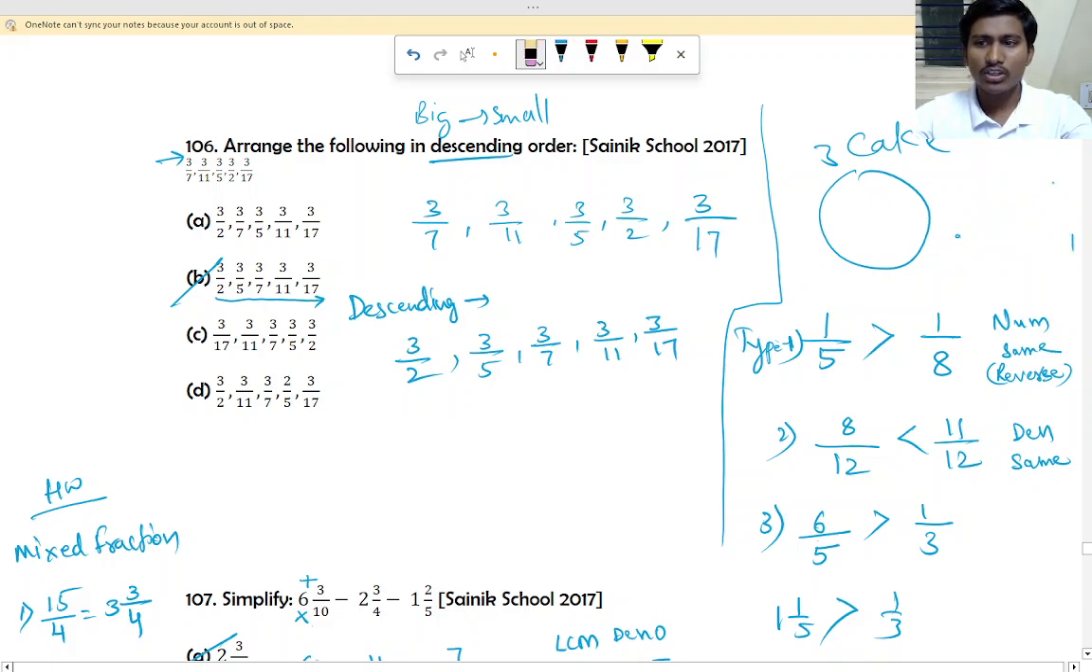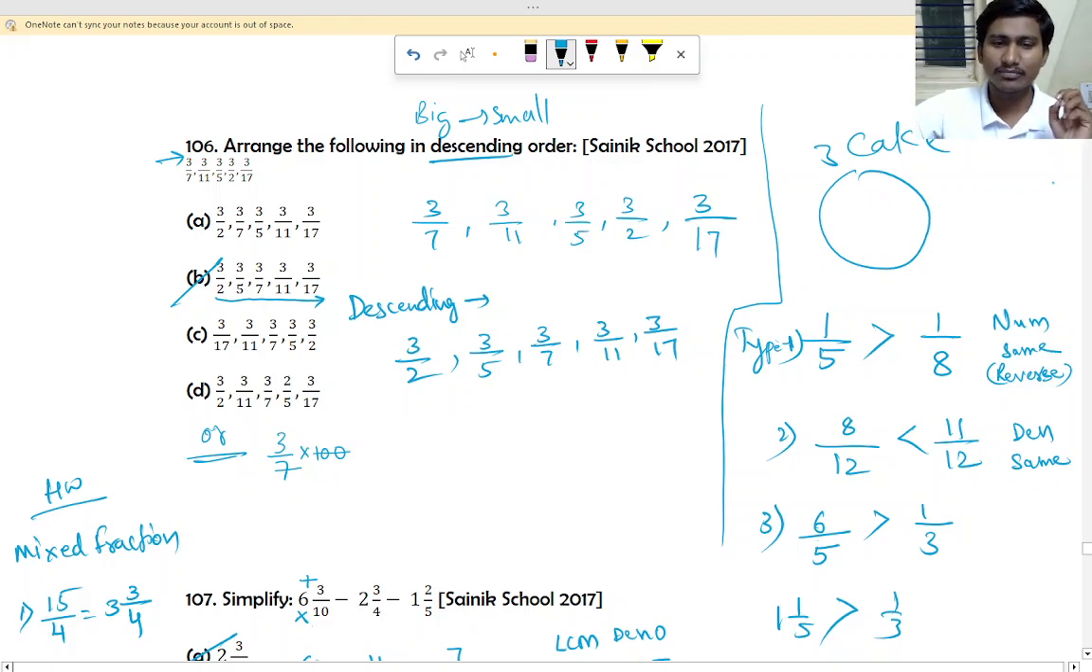Or you can do one more shortcut. 3 by 7 is there, right? You multiply with 100. You multiply all the numbers with 100. 14 sevens are 98, right? So it will come 14 point something. You just take 14 only. So 14 threes are 42 will come.